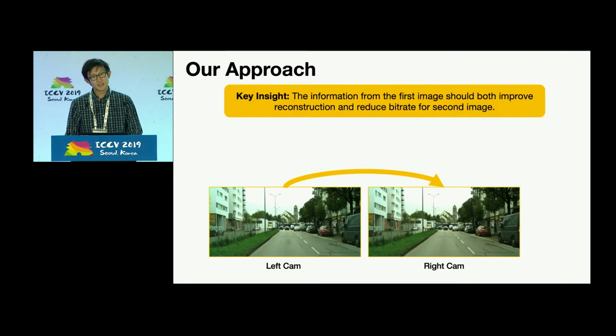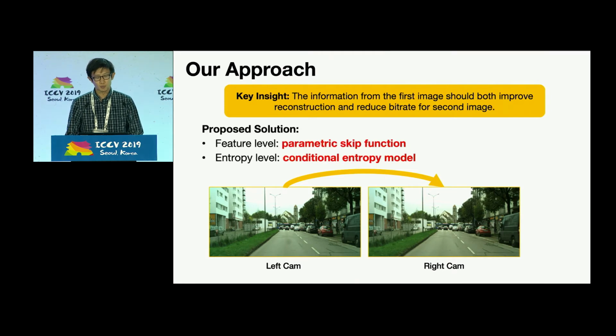The key insight here is that the information from the first image should both improve the reconstruction of and reduce the bitrate for the second image. And our proposed solution consists of 2 complementary key novelties: parametric skip functions at the feature level and a conditional entropy model at the entropy level. And we'll explain what these things are in just a little bit.